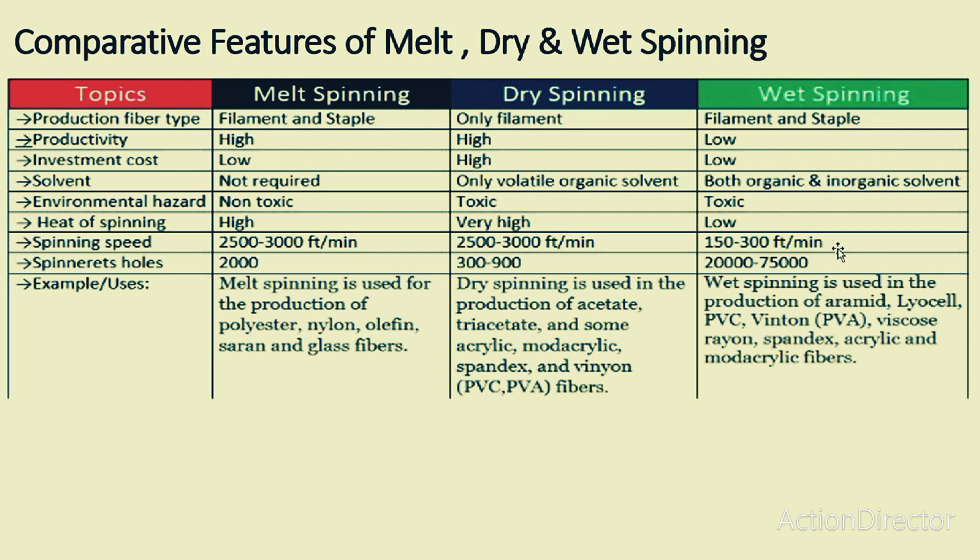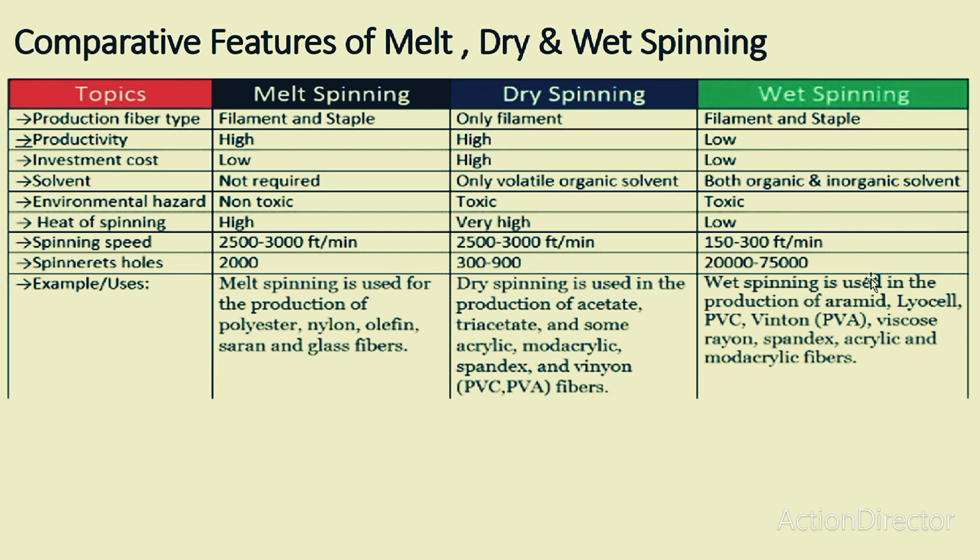And wet spinning is used in the production of aramid, lyocell, PVC, vinyon, PVA, viscose rayon, spandex, acrylic, and modacrylic fibers. As you can see, in dry spinning and wet spinning, acrylic, modacrylic, and PVC, PVA are produced. So, these fibers can be produced by both processes, dry spinning and wet spinning.